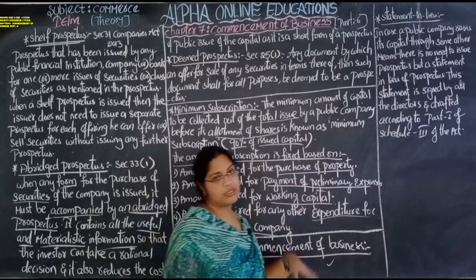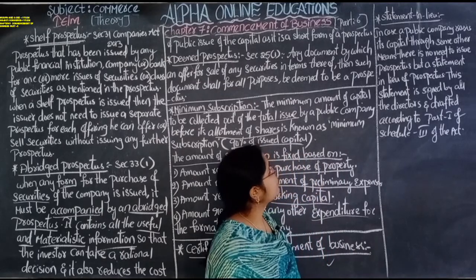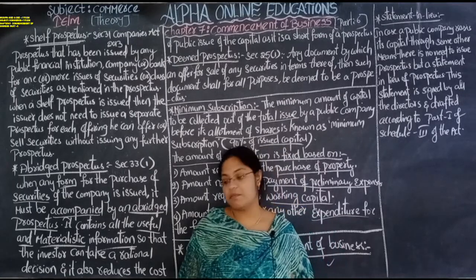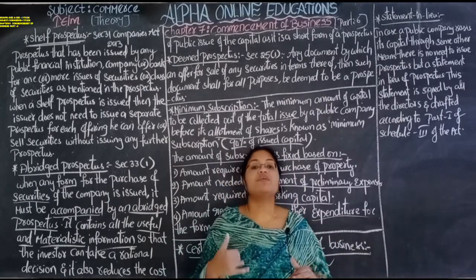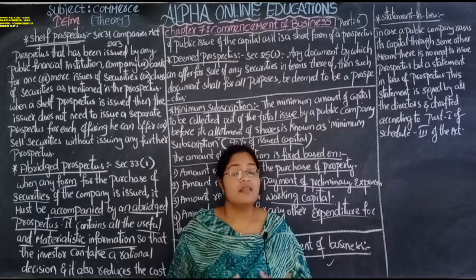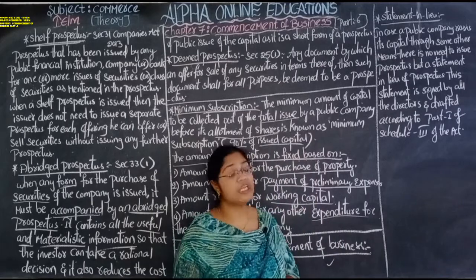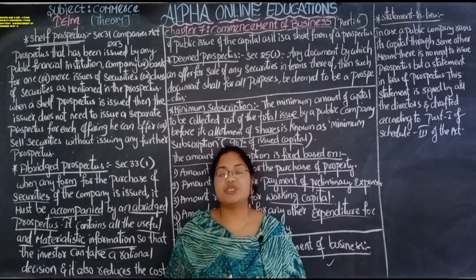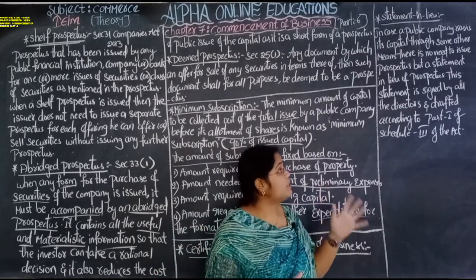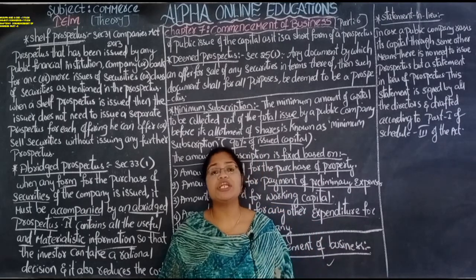Let us focus on the last topic of this chapter, statement in lieu. In case a public company raises its capital through some other means, there is no need to issue a prospectus. For example, if the public company is raising its capital by issuing some other document, other statement than the prospectus, then there is no need to issue the prospectus again. If it is issuing the statement in lieu of prospectus, then there is no need to issue a separate document of the prospectus.